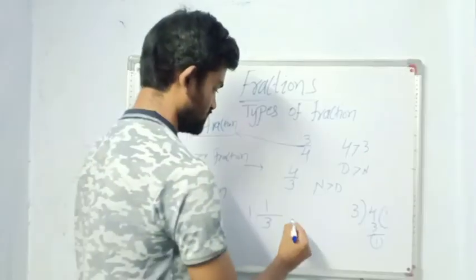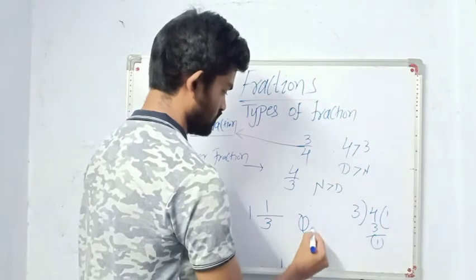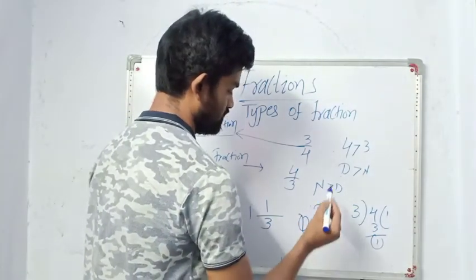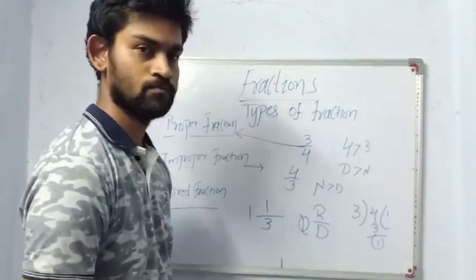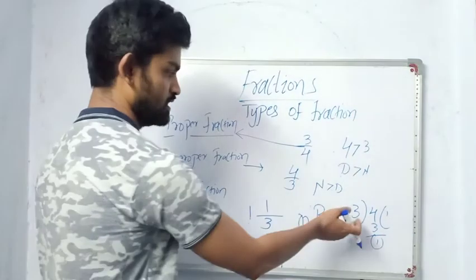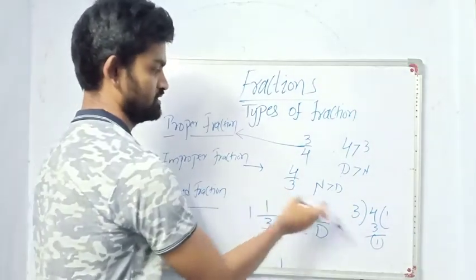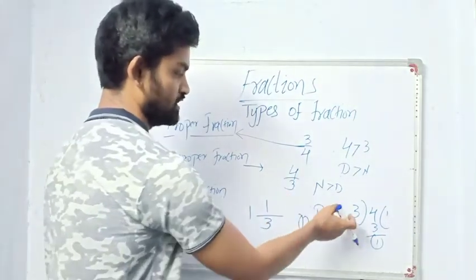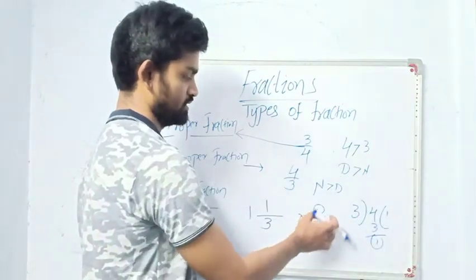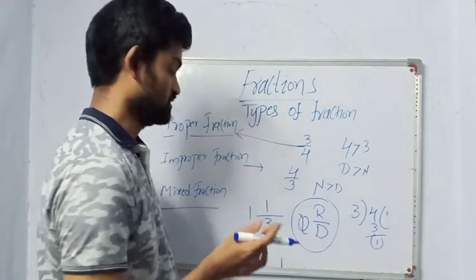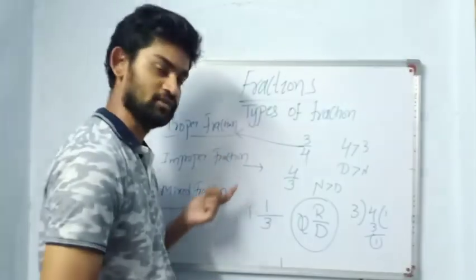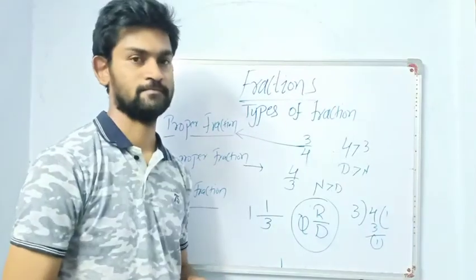Now the formula is: quotient, remainder by denominator. Or you can say divisor. What is the denominator here? 3, or you can say divisor also. Divisor, quotient, remainder. This is the formula to convert an improper fraction to a mixed fraction.